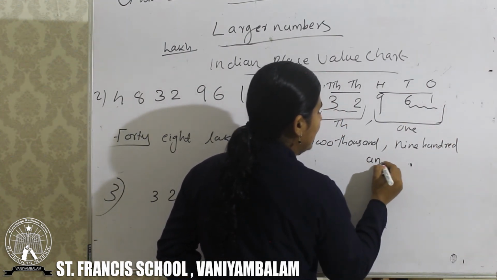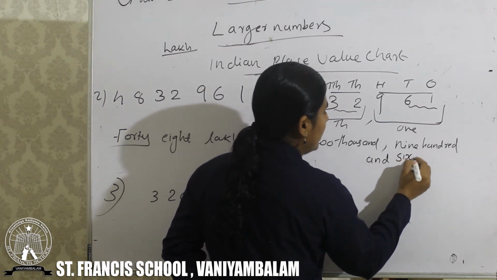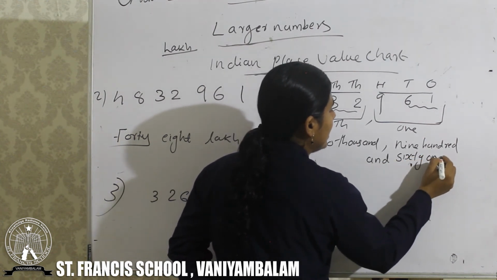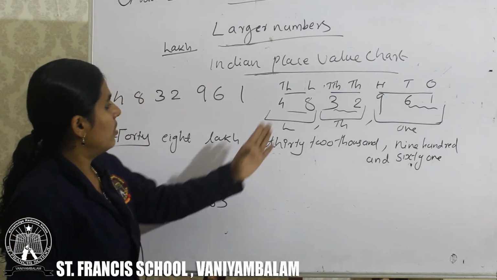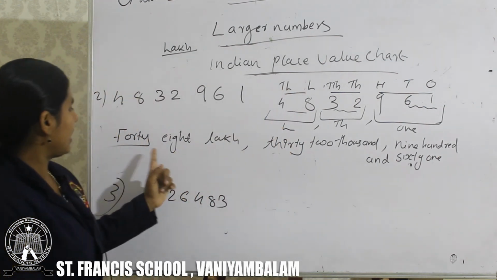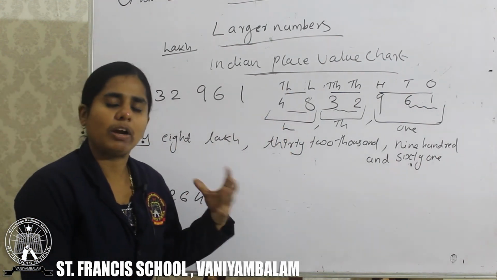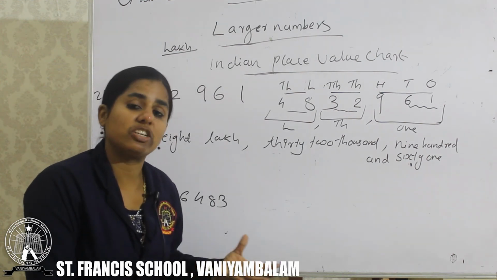That is 961. Then we can see 48 lakh. Correct, 48 lakh. Every time, one more time, check your answer. Is your answer right or wrong?